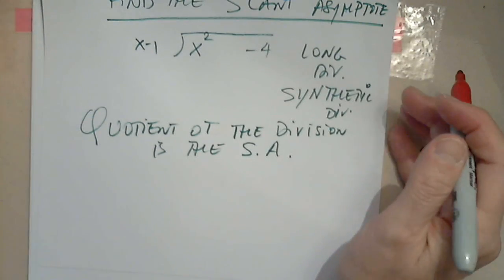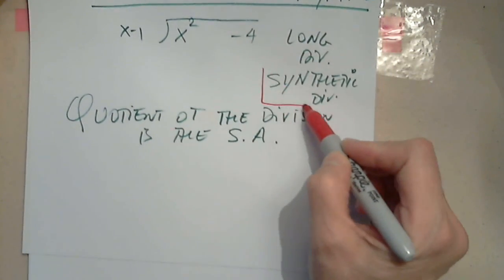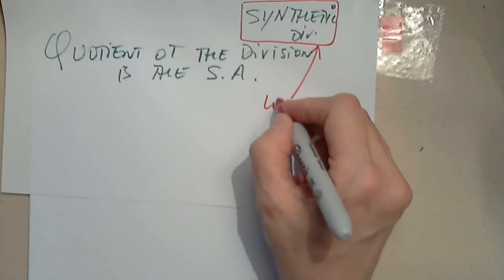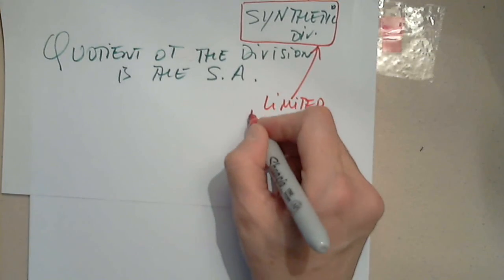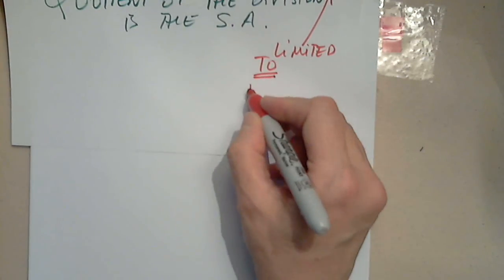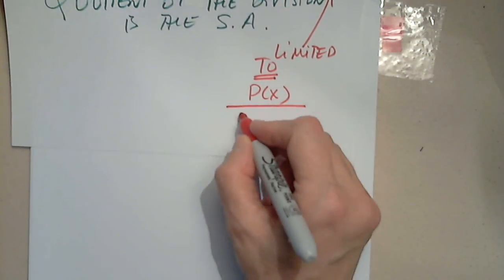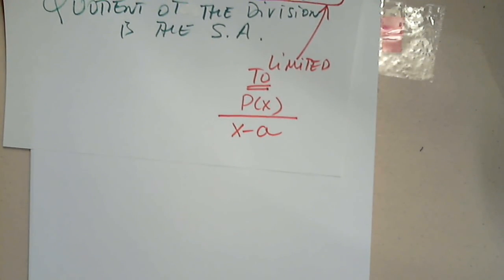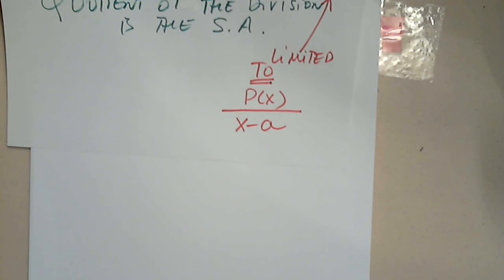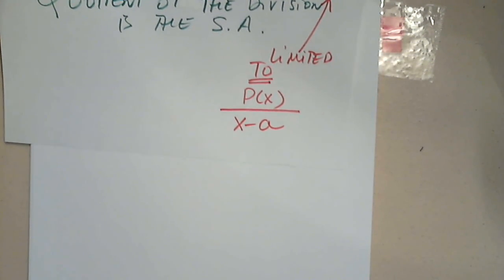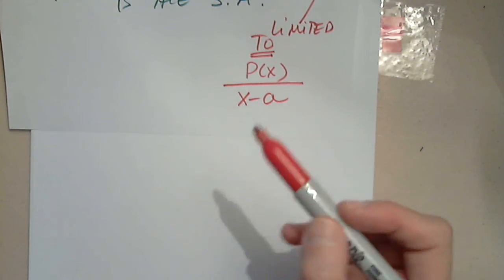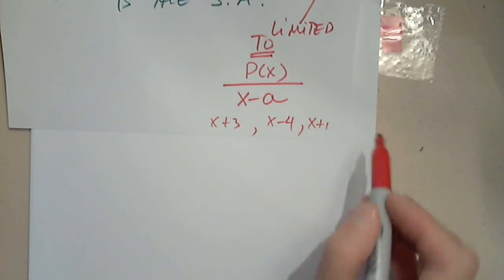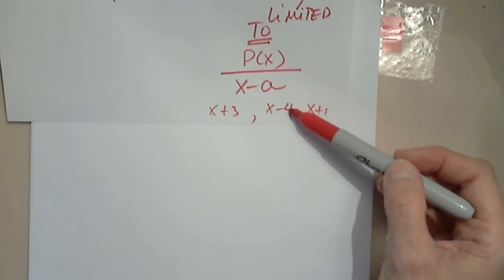So you would like to see both then? Synthetic division has limited applicability. Limited to a polynomial divided by x minus a, which can be x plus 3. Yes, we can do both, David, thank you. Okay, so this could be x plus 3, it could be x minus 4, it could be x plus 1, anything you want. And I have to identify a.